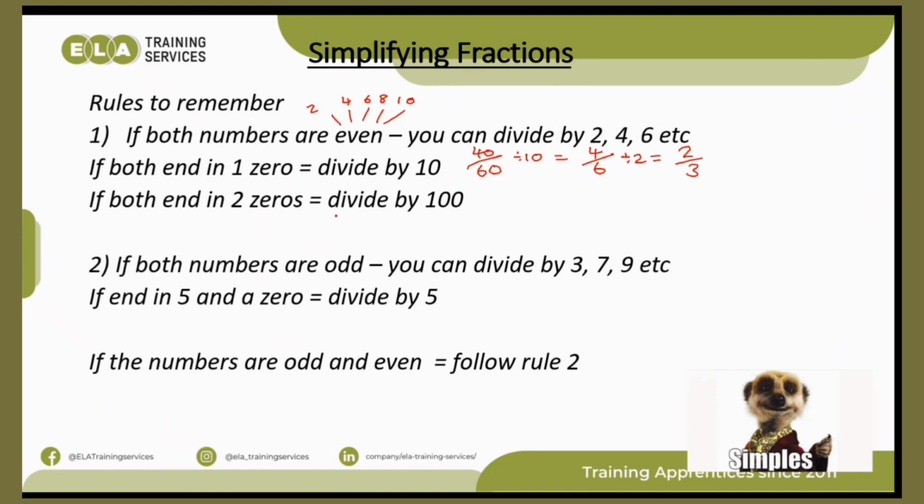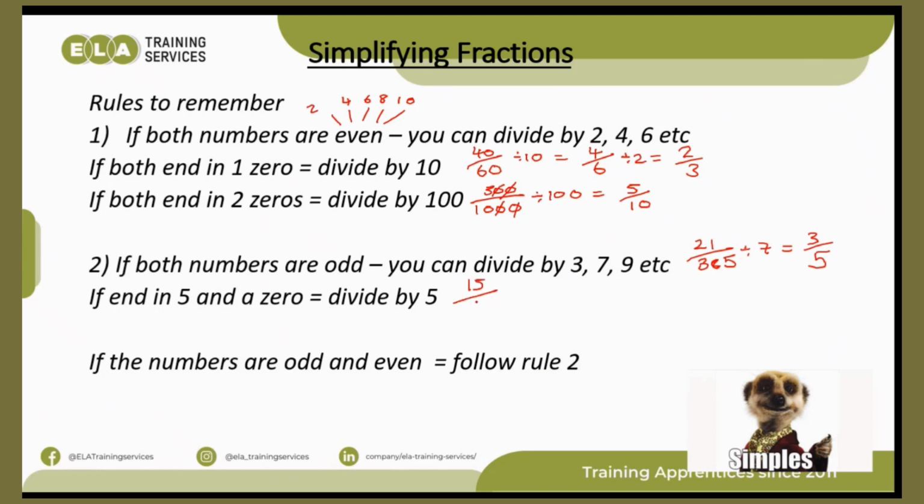If both end in 2 zeros, you can divide by 100. So say you're doing 500 over 1,000, you divide by 100 by knocking off 2 zeros from each, so it would be 5 over 10. Then, if both numbers are odd, you can divide by 3, 7, 9. So for example, 21 over 35. 21 and 35 are both in the 7 times table, so we can divide by 7. 7 in 21 is 3 times. 7 in 35 is 5. But if they end in a 5 and a 0, you can divide by 5.